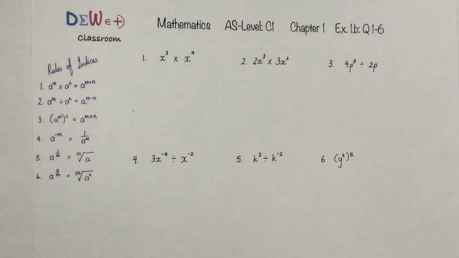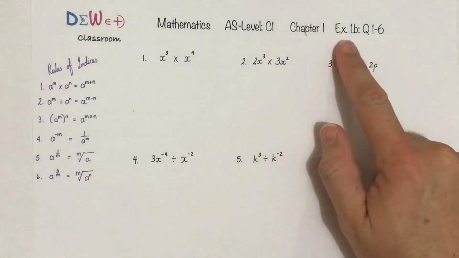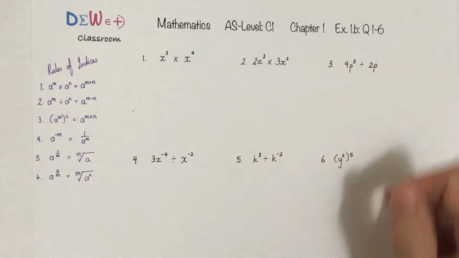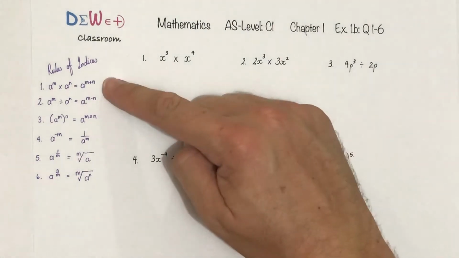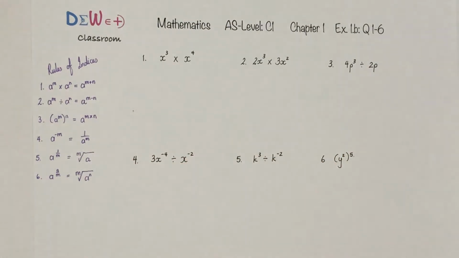In this video we will be working with Chapter 1, Exercise 1B, Question 1 to 6, and this is on simplifying indices and applying your rules of indices. So I've written the rules of indices down on the left hand side so that it is just a quick reference, and from there we can kick off immediately.